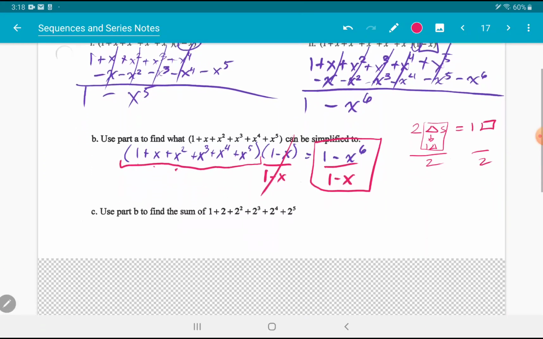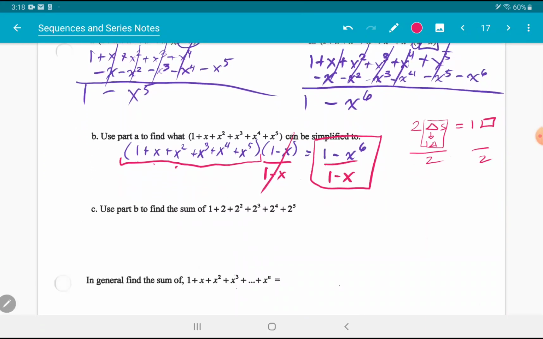So therefore, use part B to find the sum of, oh look, now we're actually plugging in the value of x. We see that x is the value of 2. So 1 plus 2 plus 2 squared plus 2 cubed plus 2 to the 4th plus 2 to the 5th. Let's use our formula. We're going to see that this is equal to 1 minus 2 to the 6th power over 1 minus 2, because the x was just the value of 2.